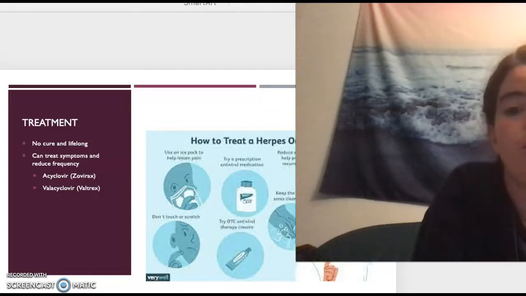It can minimize the chance of transmitting the herpes virus to another. This is especially important for people who are sexually active and wanting to prevent that spread to their partners. Some of these antivirals are acyclovir, which is also called Zovirax, and valacyclovir, also called Valtrex. These come in tablet forms. There's also various types of creams that can be used as antiviral treatments.